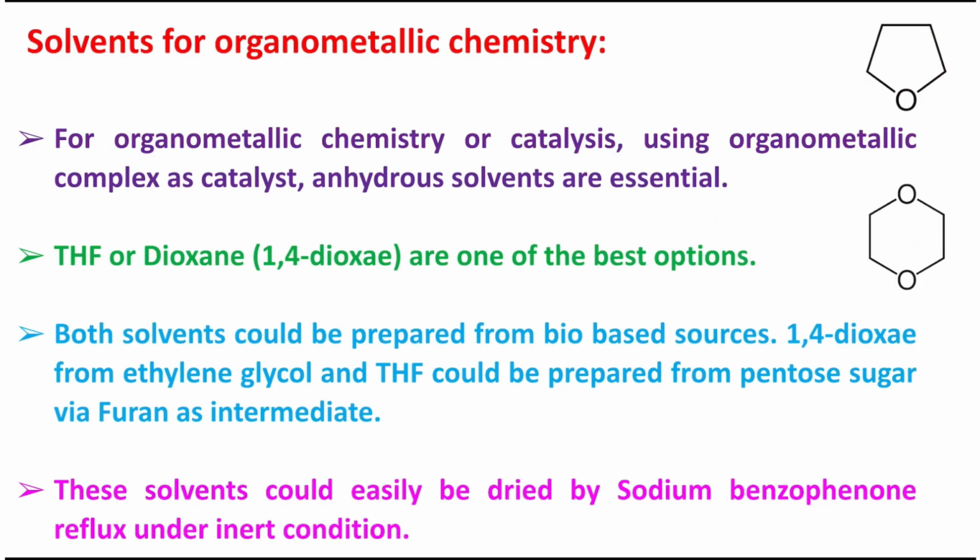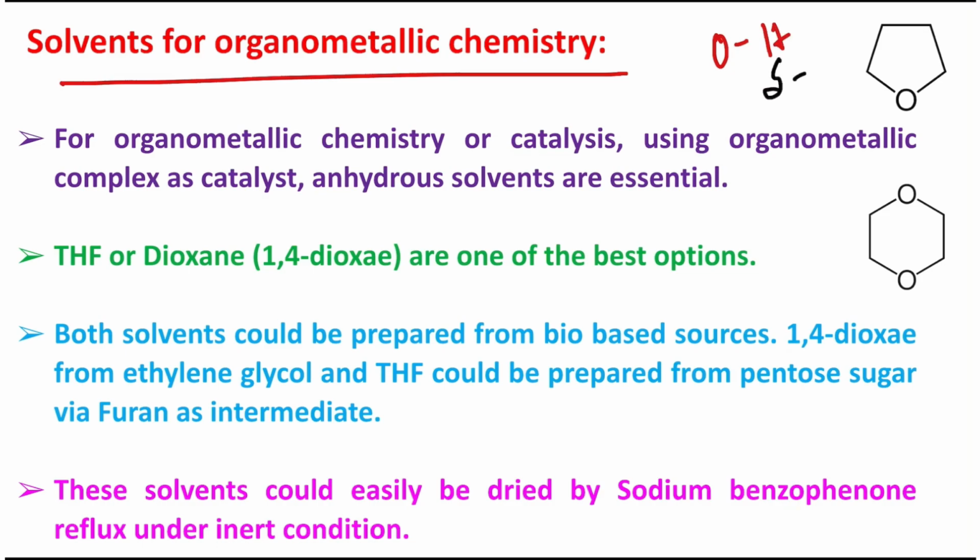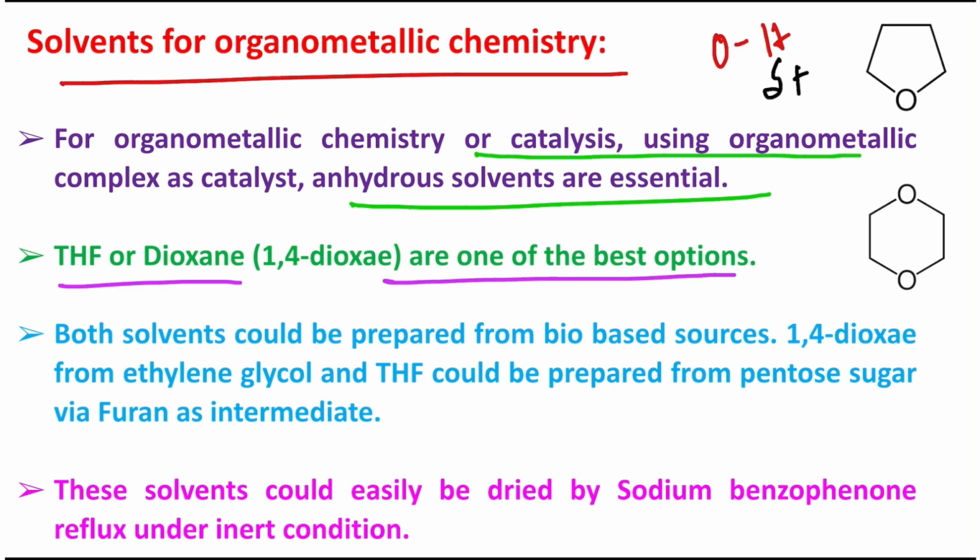Now let's come to the solvents for organometallic chemistry. Some time before I told that water or polar protic solvents having an OH group cannot be used in organometallic chemistry, because this delta positive proton will react with the organometallic complex and destroy it. So for organometallic chemistry or catalysis, where organometallic catalysts are used, anhydrous solvents are essential, where anhydrous means non-hydrous, meaning water is absent. And in this case, THF or dioxane are among the best options. Why?